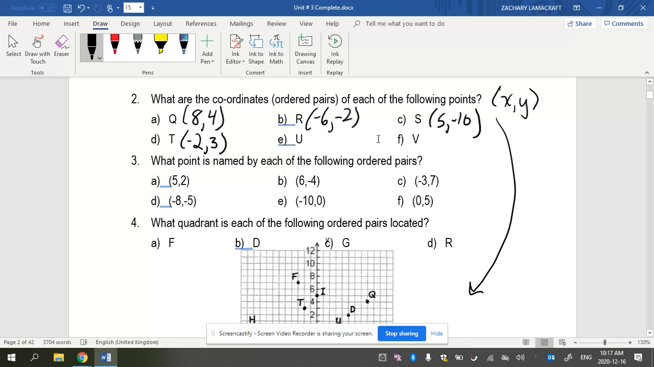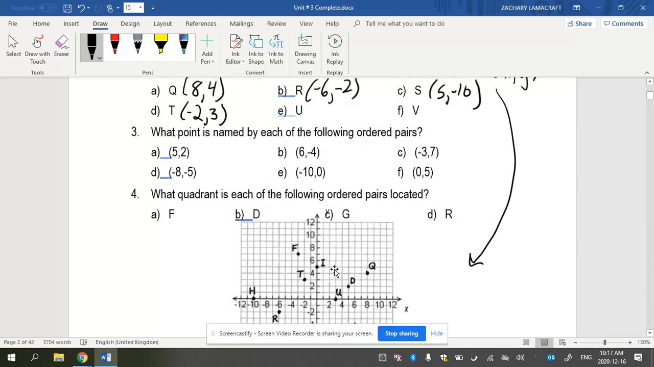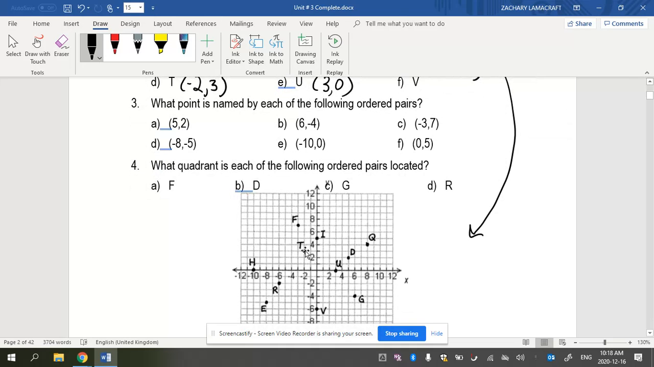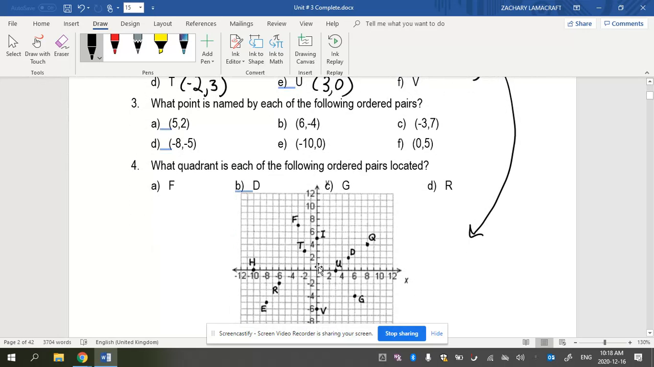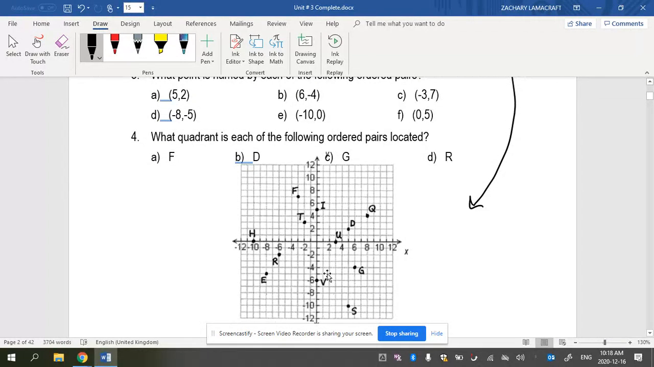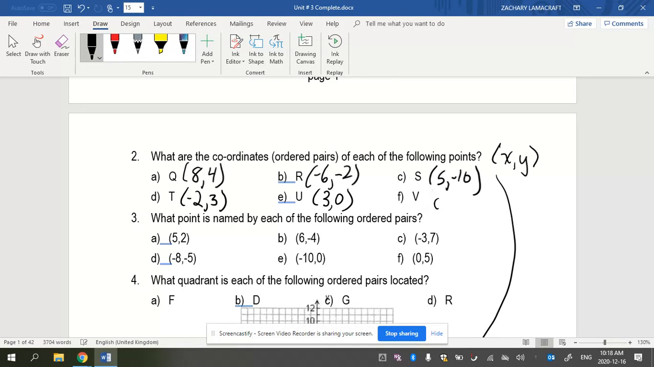How about you? Yeah, Jay, go for it. So again, if she looks at you, it's 3 and 0. That was a tough one, and you nailed it. 3 and 0. Okay, and the last one here is V. Same thing on the x-axis, it's 0, but on the y-axis, it's -6. So it would be 0, -6. Okay.